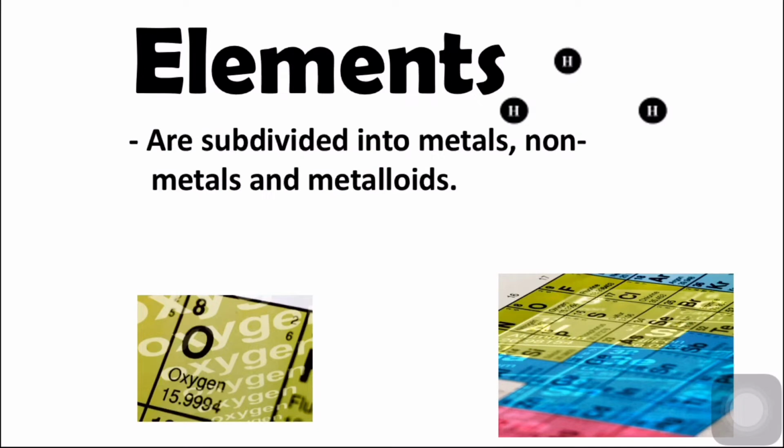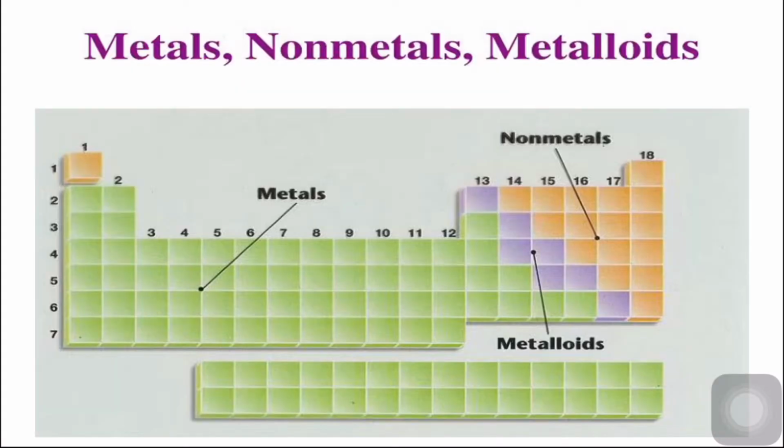Elements are subdivided into metals, nonmetals, and metalloids. Metals are any lustrous types of elements that are good conductors of electricity. They can be found in groups 1 to 12 in the periodic table of elements. Nonmetals are any elements that lack characteristics of a metal. They can be found in groups 14 to 18, including the noble gases.